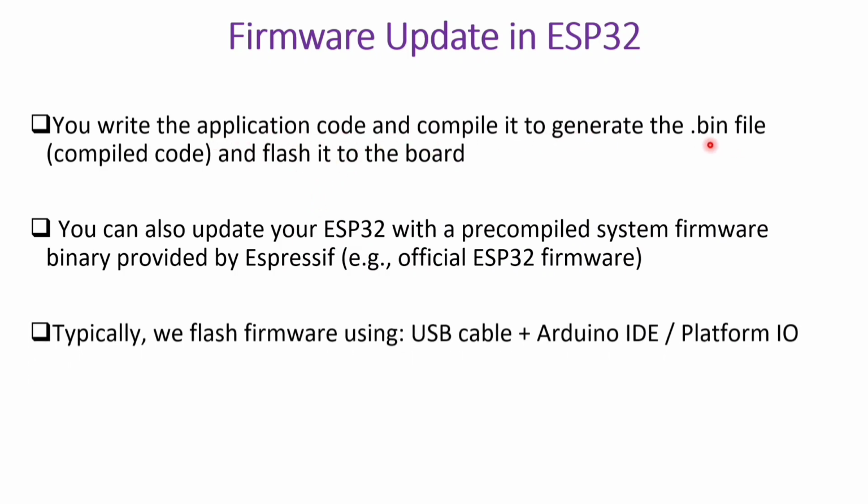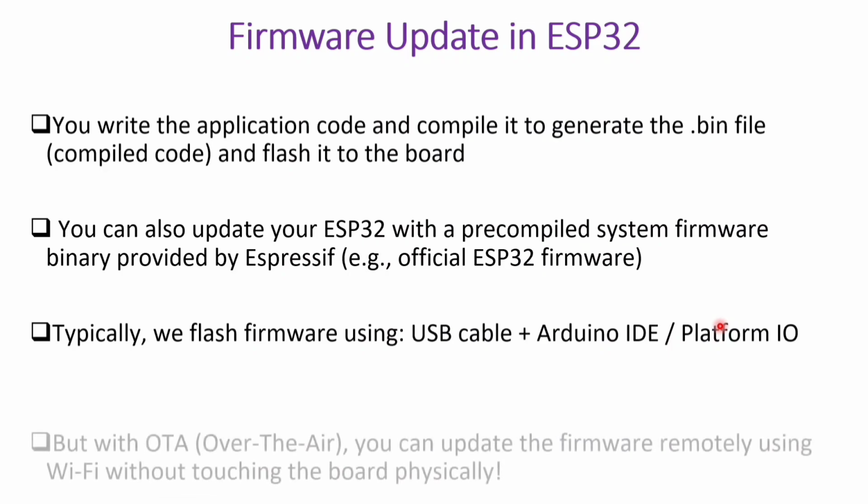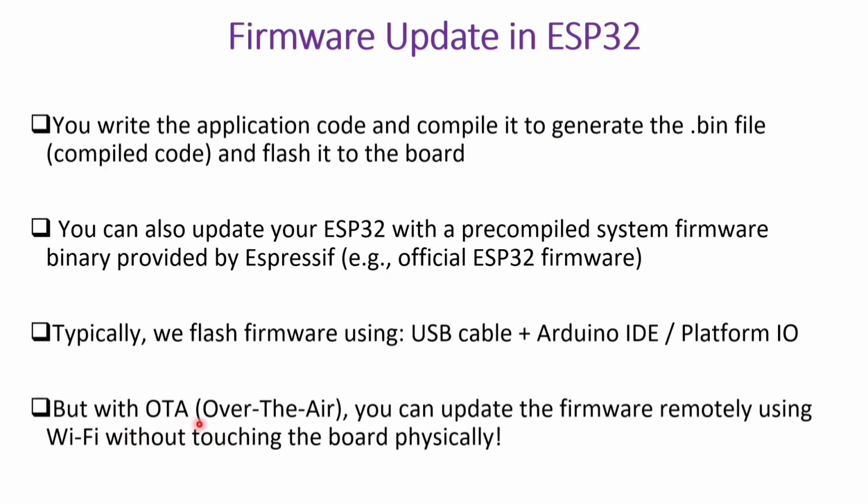So once you write the code, let's say you have generated the bin file, then typically we use a USB cable and Arduino IDE or PlatformIO software to install, or burn, that file inside ESP32, right? But in this practical, we are going to use the over the air, or OTA, method. With the help of this method, you can update the firmware remotely using Wi-Fi without even touching the board physically. That's the advantage we can get by using this OTA method.